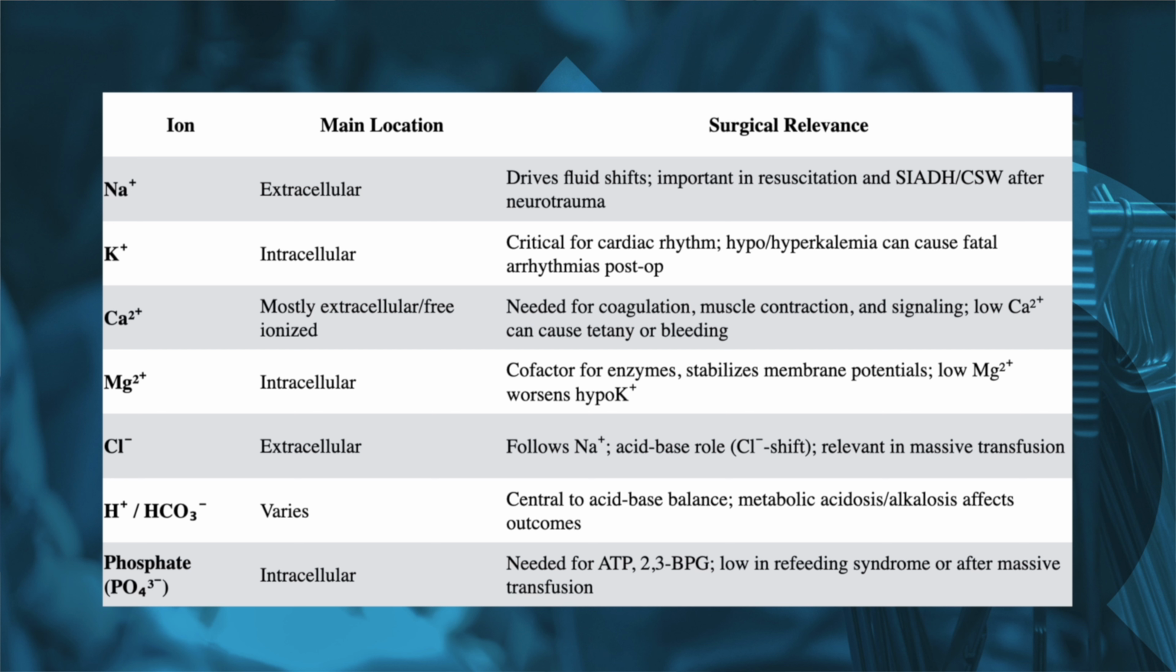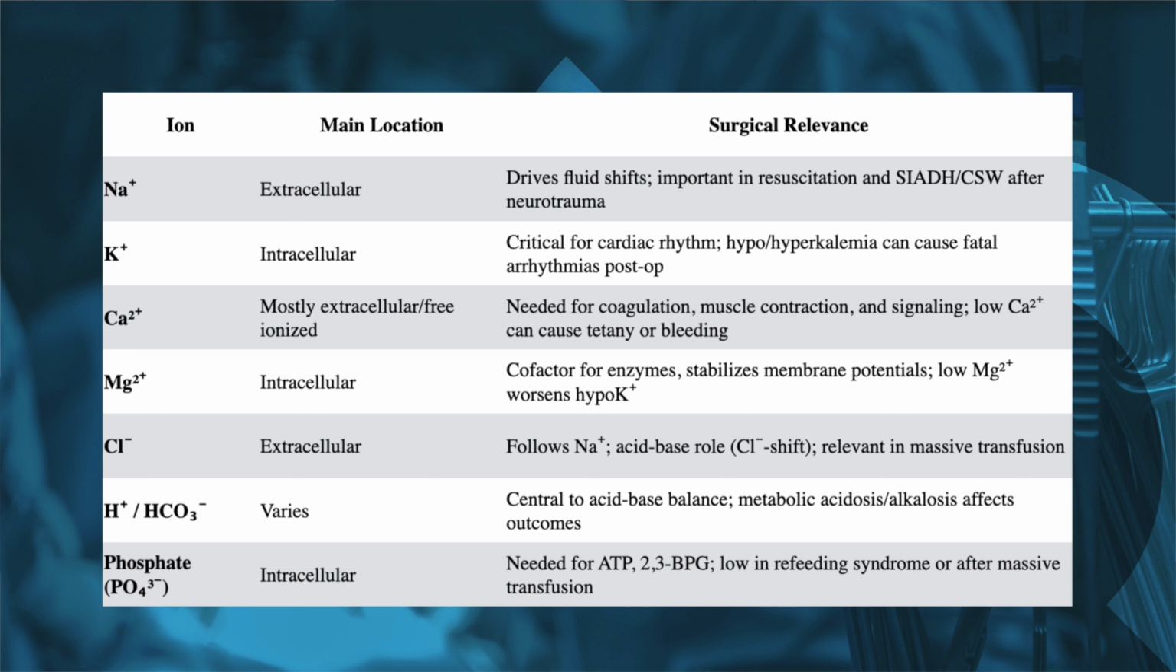When we look at magnesium, this is primarily intracellular, and this is critically important when it comes to the function of enzymes, also stabilizing that transmembrane gradient. Low magnesium levels can worsen the arrhythmias associated with hypokalemia, and also low magnesium can make hypokalemia difficult to correct. And when we look at chloride, bringing it back to the table here, this is primarily an extracellular ion, and chloride follows sodium. It has an acid-base role. We can get a chloride shift, especially after massive transfusion.